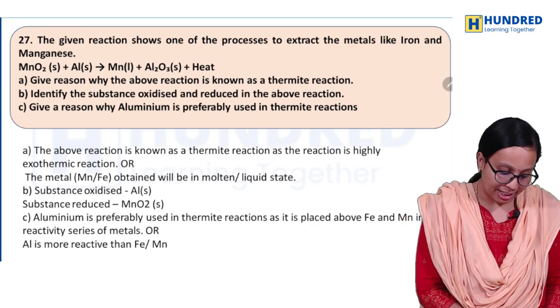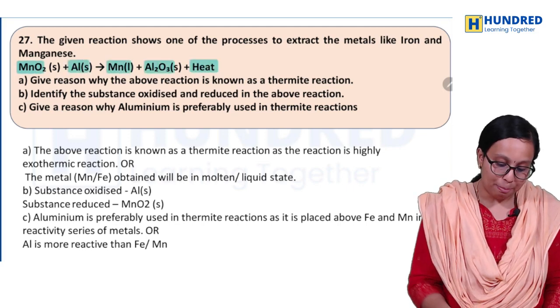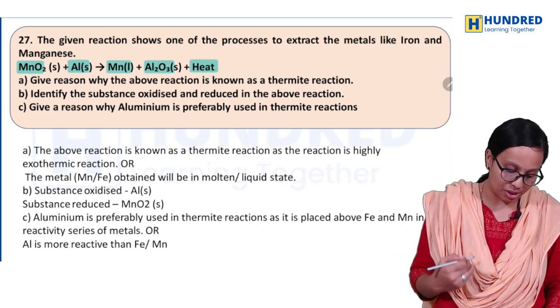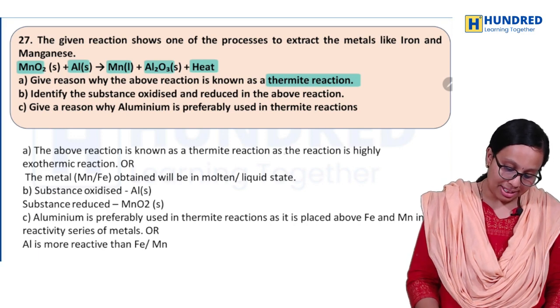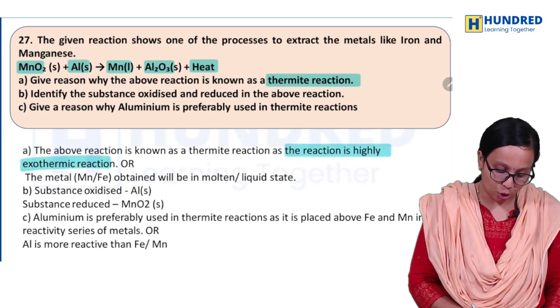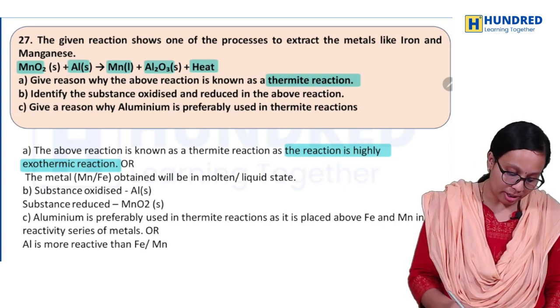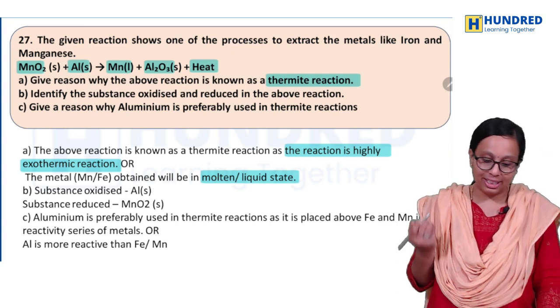So you have manganese oxide plus aluminium. It gives manganese plus aluminium oxide plus heat. So it is releasing heat energy, so it's an exothermic reaction. Give reason why it's called a thermite reaction. Because the reaction is highly exothermic. If it is highly exothermic, we call it a thermite reaction. Or if you get the metal in a molten or liquid state, we call it a thermite reaction.